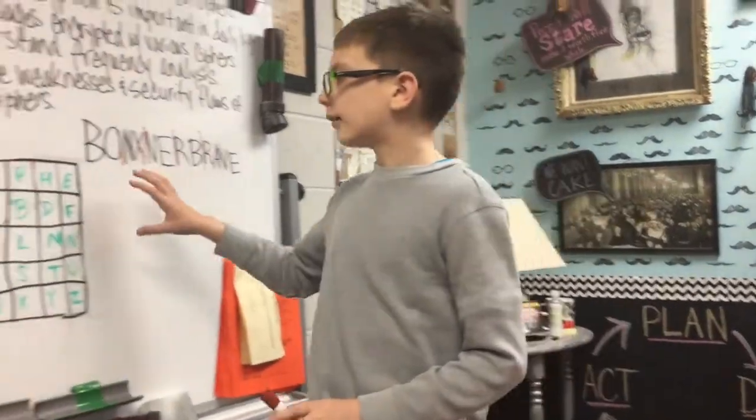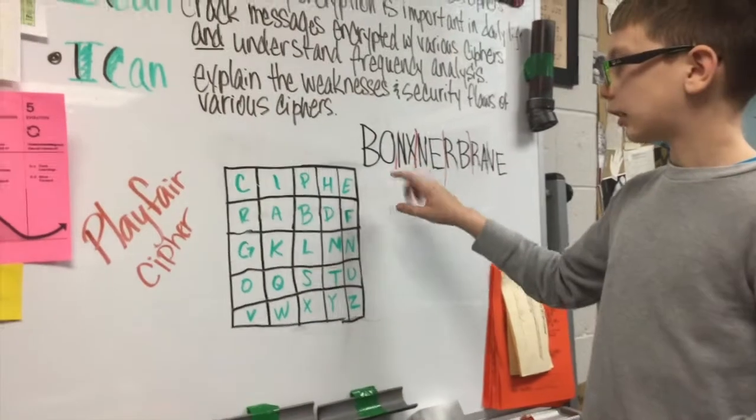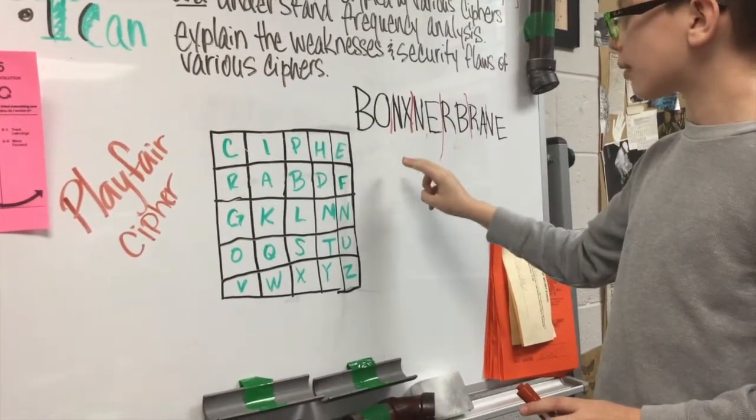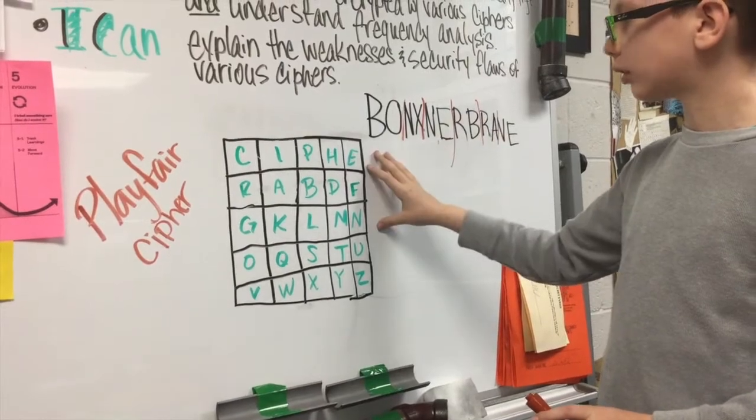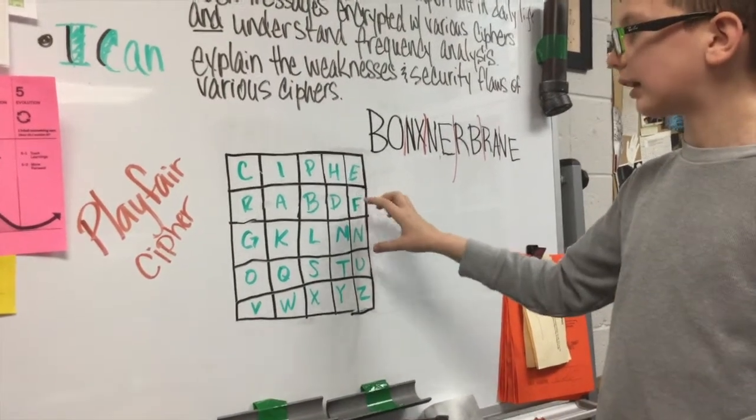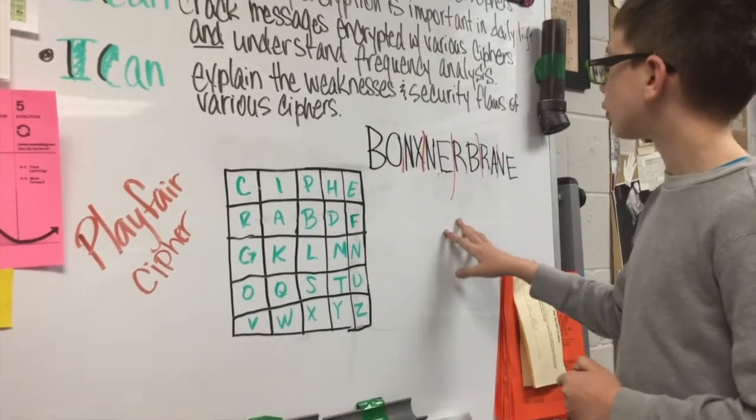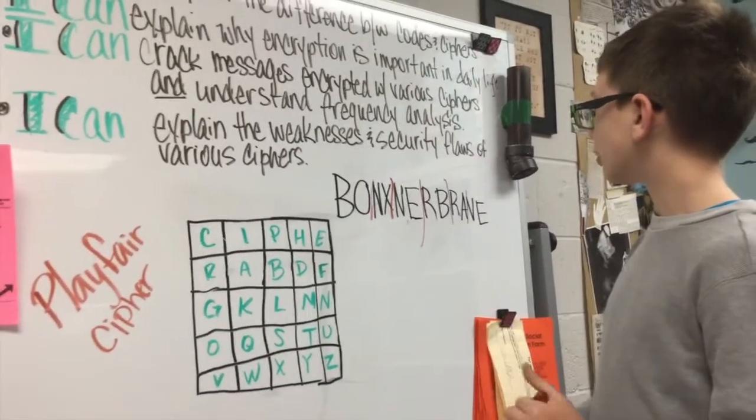The main part of the Playfair cipher is the keyword. Well, there's 3 main parts: keyword, secret message, and board. We need a 5x5 board and a keyword. What is our keyword? Cipher. And what we're trying to encrypt is Bonner Braves.